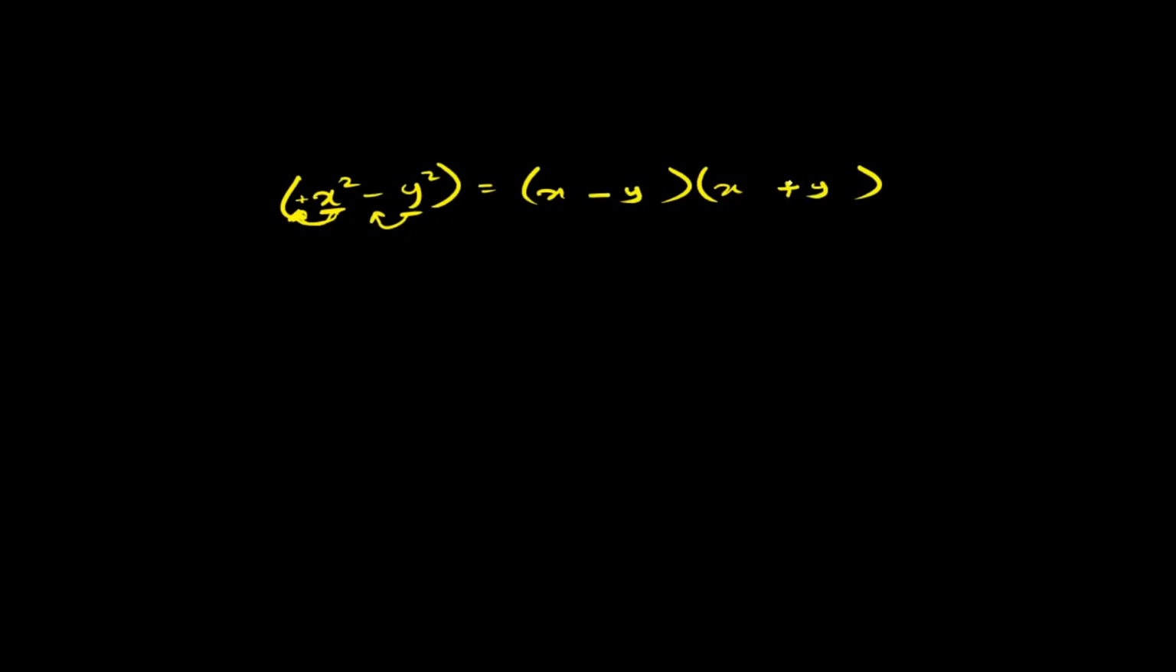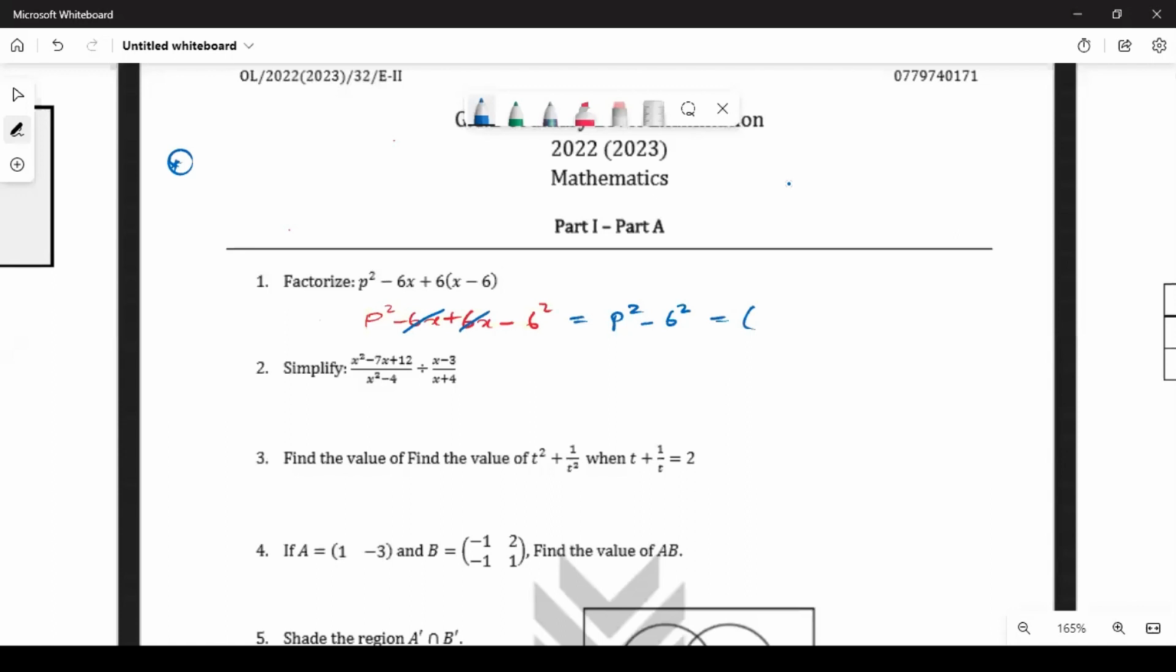So if we apply that pattern here, definitely there will be two brackets. P square is having the positive sign, therefore P will be the positive value in both the brackets. 6 square having the negative sign, it will be negative in one bracket, positive in another bracket.